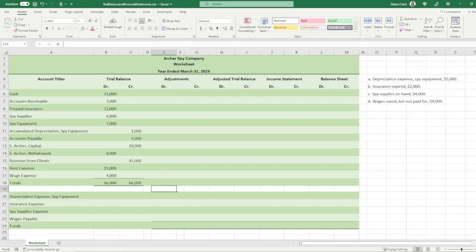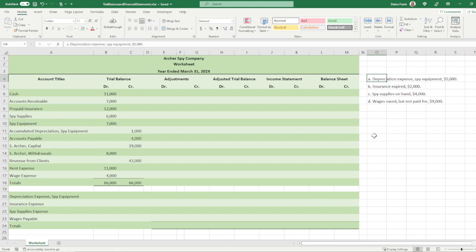So here is our worksheet. We already have our unadjusted trial balance here. We see we balance with $66,000 on the debit and the credit side. Cool, we're happy. We can move on to the next phase, and the next phase is recording our adjusting entries. So here are our adjusting entries for us. We have A, B, C, and D to do.